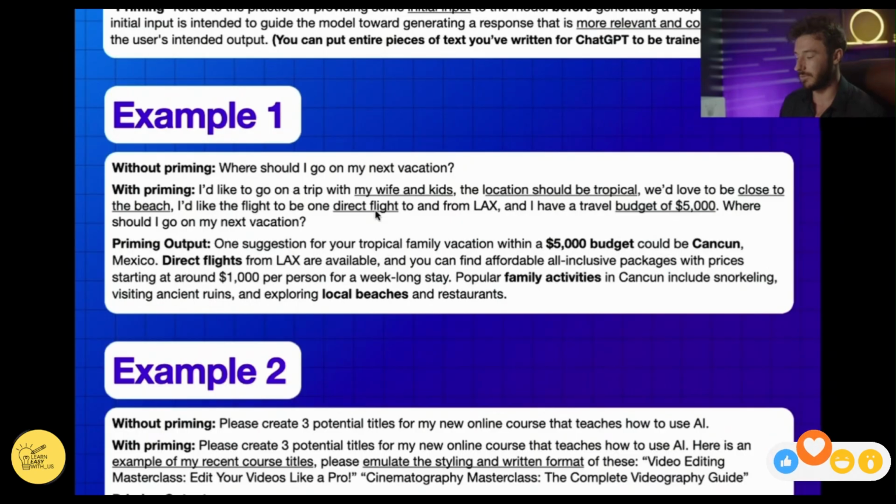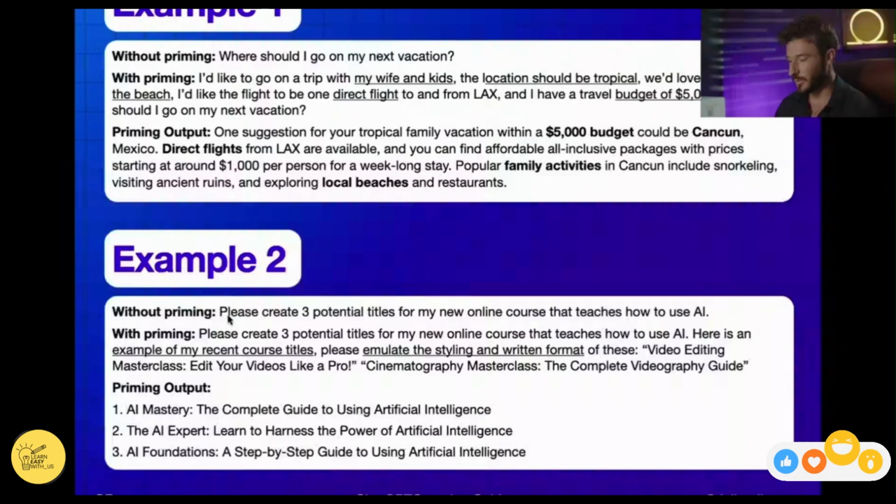Now, the next example, without priming, the question was, please create 3 potential titles for my new online course that teaches how to use AI. Now, I'm gonna get an extremely generic response, but what I did instead to craft a better output was this. Please create 3 potential titles for my new online course that teaches people how to use AI. Here's an example of my recent course titles. Please emulate the style and written format of these.